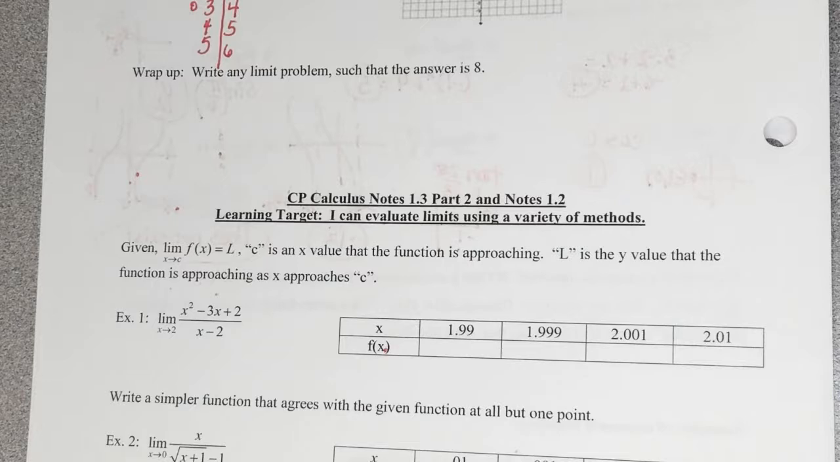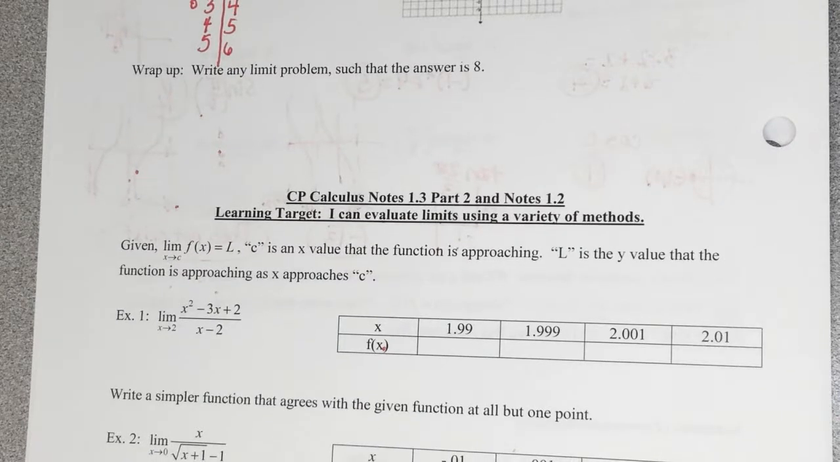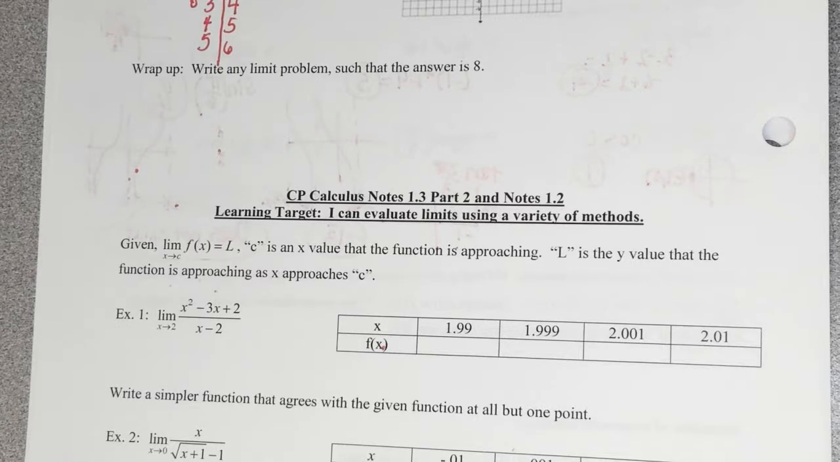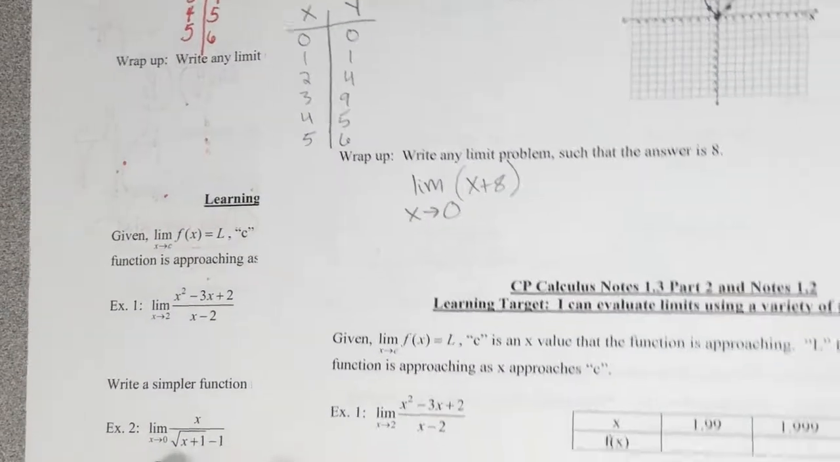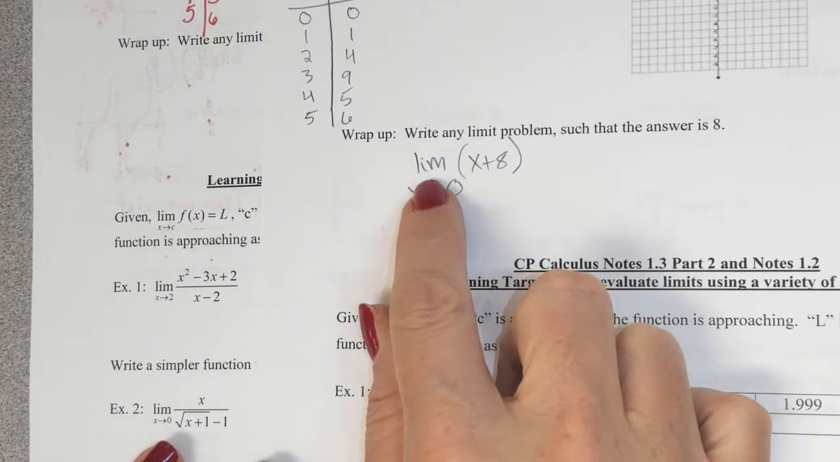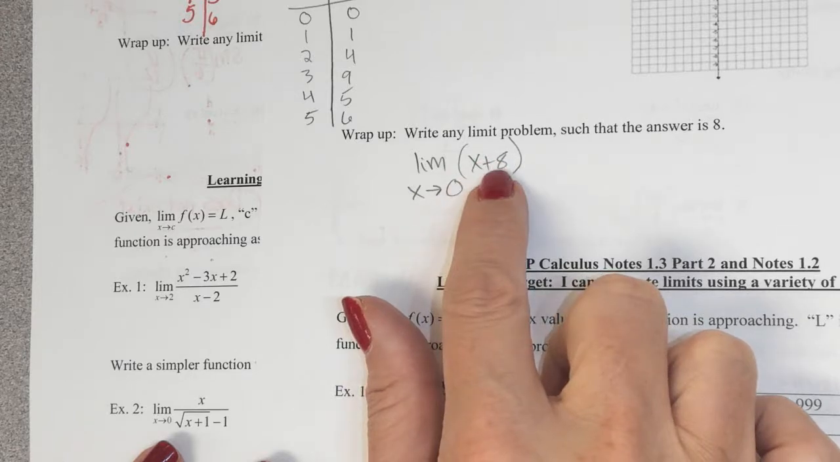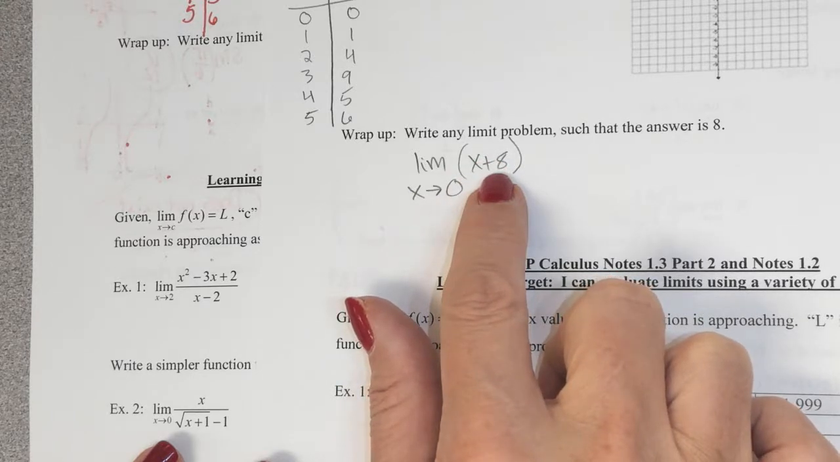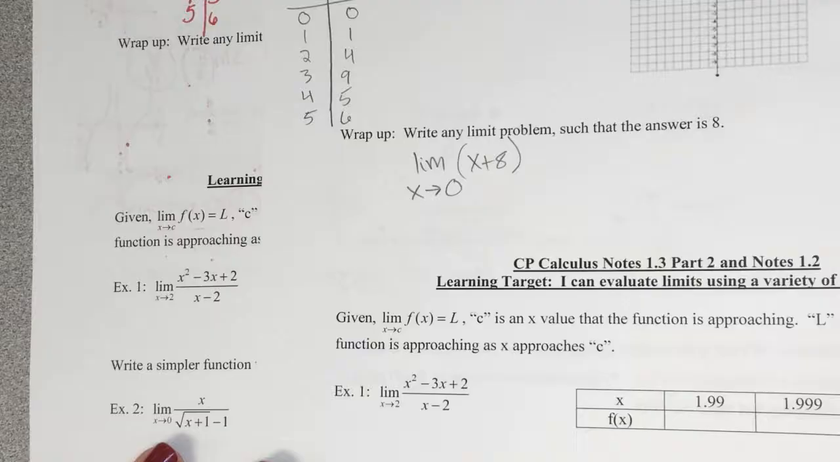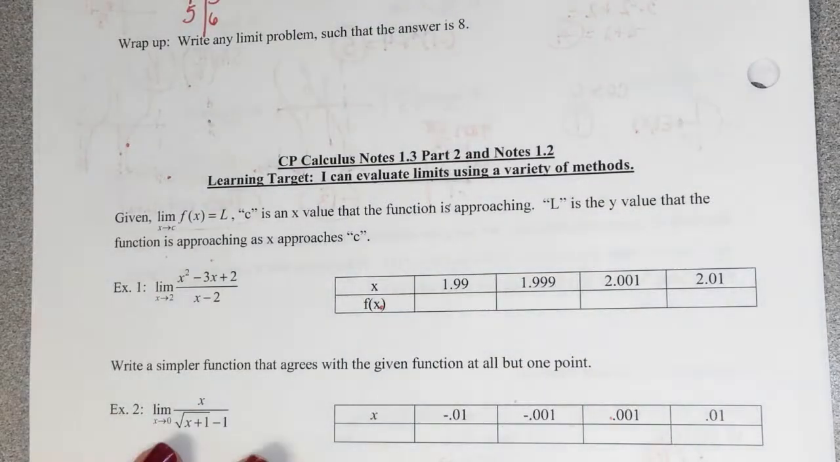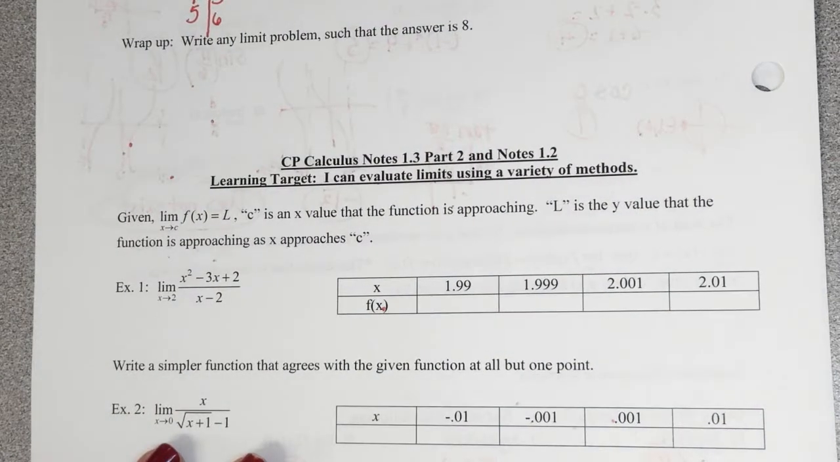You might have one. AJ, bring yours up. All right, we're going to look at his, see if we agree. All right, yeah, this works, doesn't it? He's got correct notation. The limit of x plus 8, that's a continuous function. He needed continuous. Plug in 0, you get 8. Perfect. Thank you. Okay, lots of different options there.